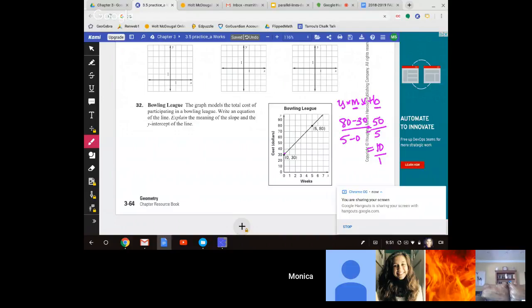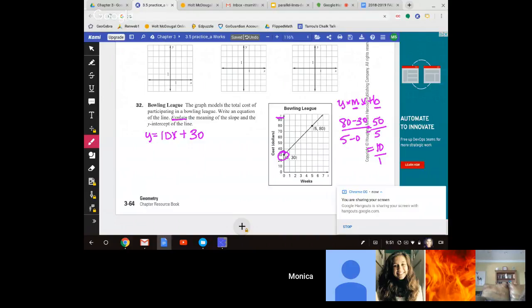And then your y-intercept is right here. This would be your y-axis. See, it's got it noted right there. So your y-intercept is at 30. So you're going to have y equals m, which is your slope of 10, x plus your y-intercept, b, which is 30, okay? So that would be your equation of your line.